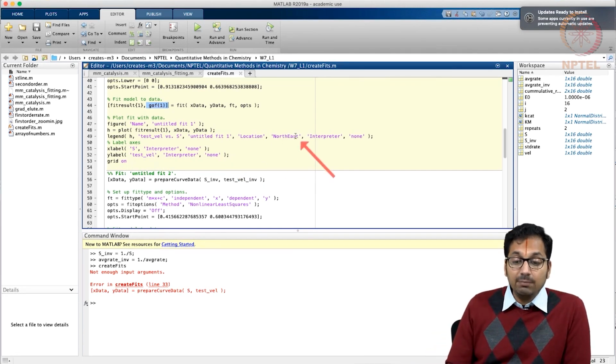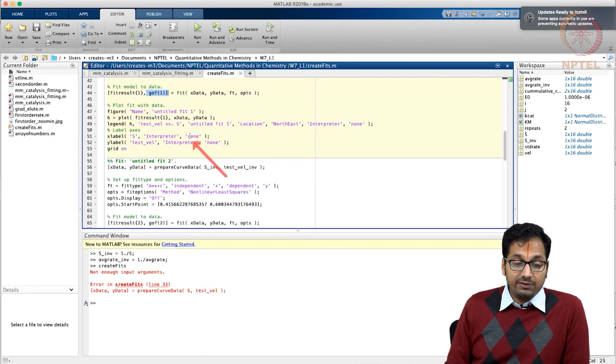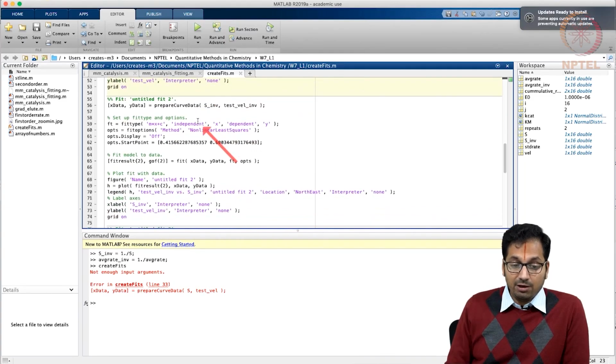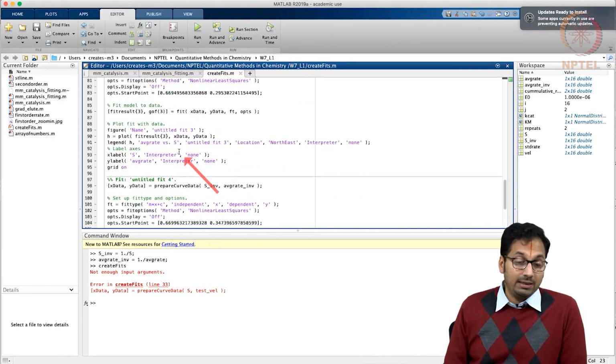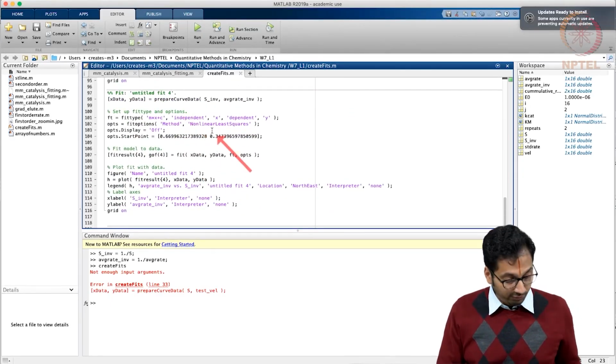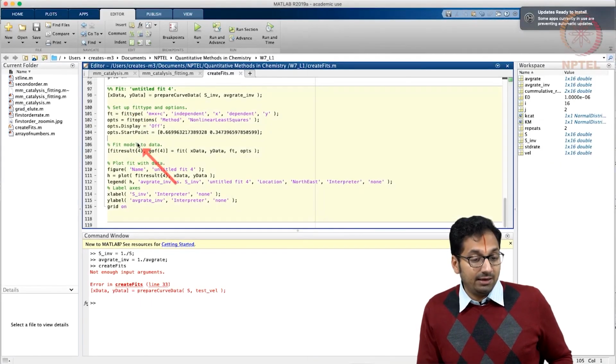And where should the legend be kept? So basically it's kept in the northeast top right corner of this. And what is the x label, what is the y label, whether to keep the grid on, and how to prepare the curve. So all these comes up so as to, oh, it actually generated the fit for all the 4 fits. So what ended up happening is that since we have 4 fits here, it ended up creating the script for all of them.